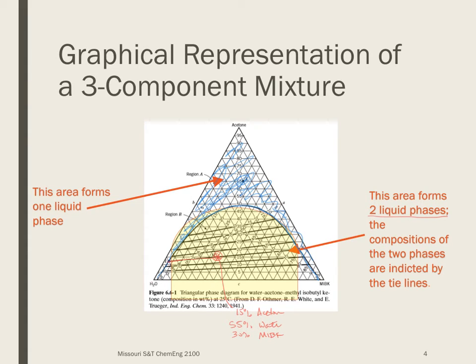And those are going to be represented by the tie line. And so I read across to find a tie line. And my two different phases are going to be the endpoints of that tie line where it crosses the dome. Okay? And so one of my liquid phases is going to be about 12% acetone, close to 85% water, and about 3% MIBK.